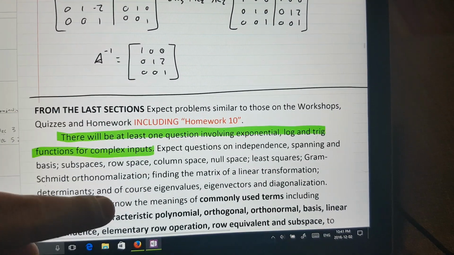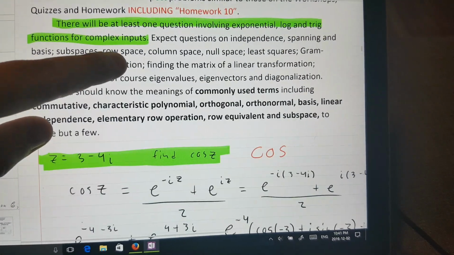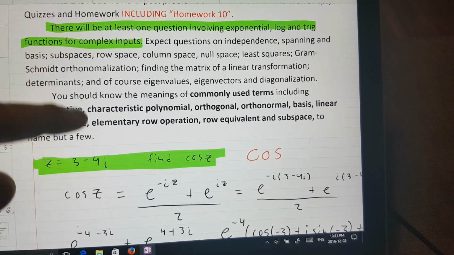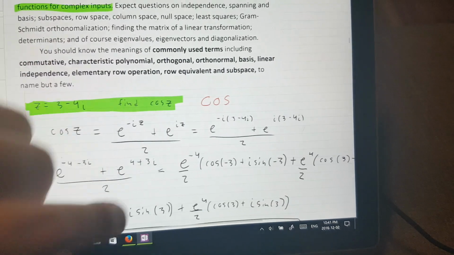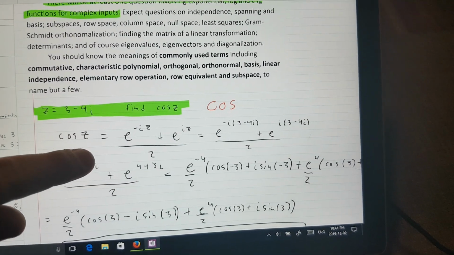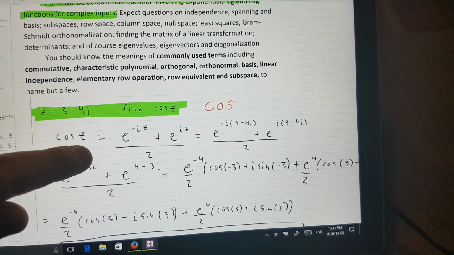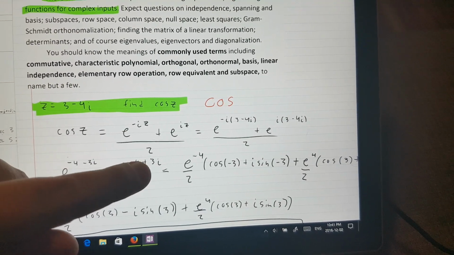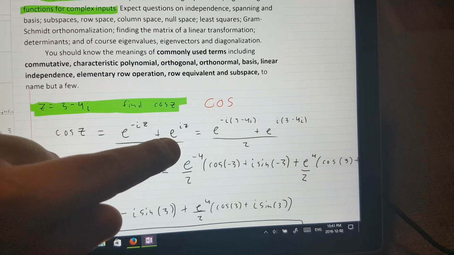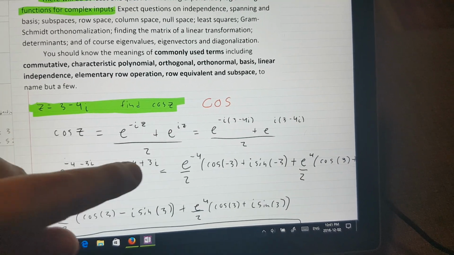We're 15 minutes in. All right, so we're just doing some complex valued functions. In this case, cosine of z: the generic formula for the cosine of a complex number is e raised to negative i times that complex number plus e raised to the power of i times that complex number.